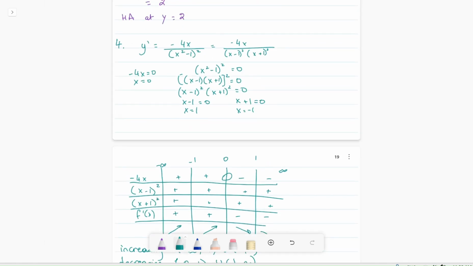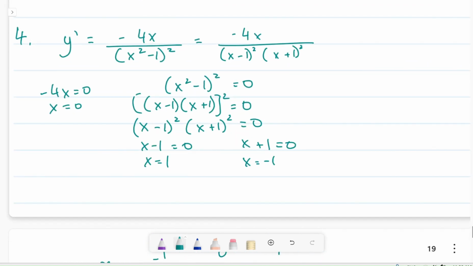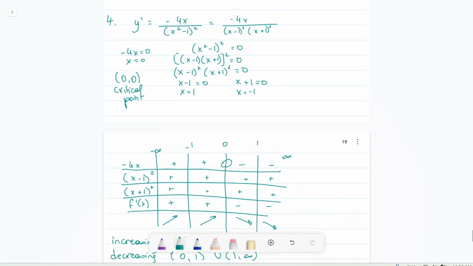And if you are ever specifically asked for the critical points, we said that the critical points are the points when the derivative is 0 or does not exist, as long as these points are in the domain. So let's see which of these points would be critical points. So x equals 1 and negative 1 is not in the domain, but x equals 0 is in the domain, so it is a critical point, and the coordinates are (0, 0). This is a critical point, which is also our local maximum.